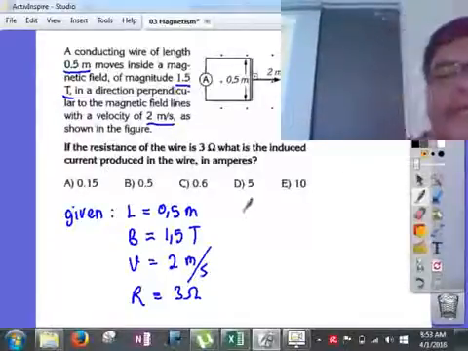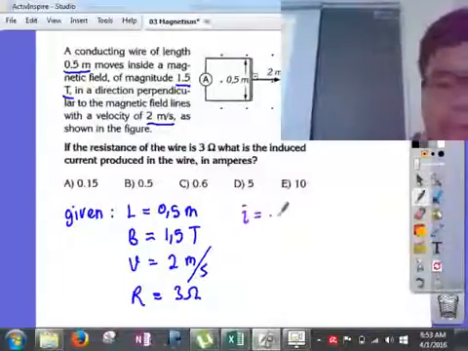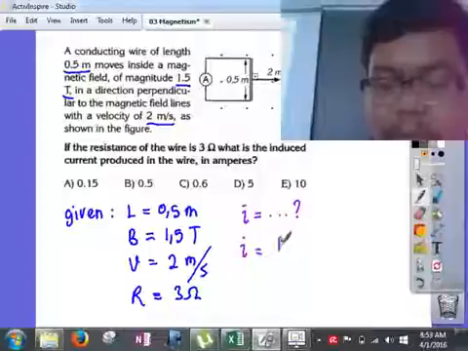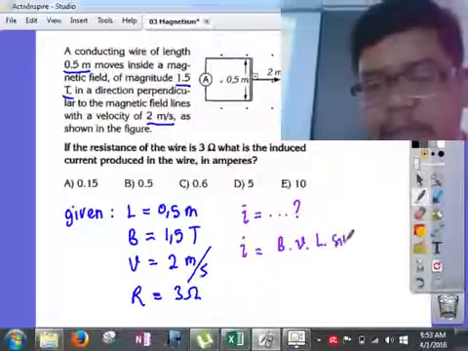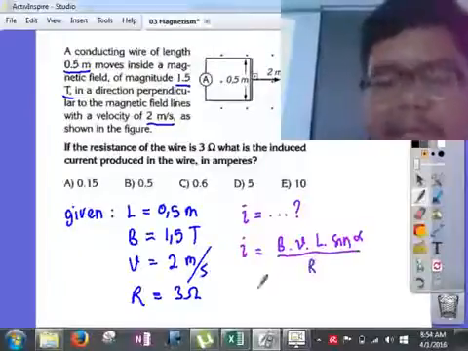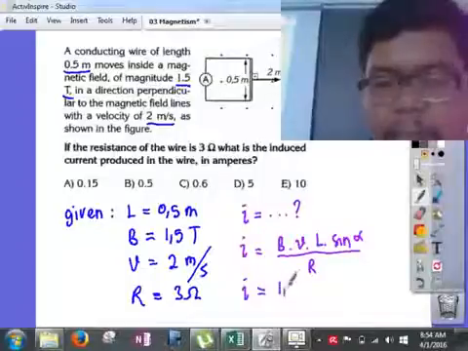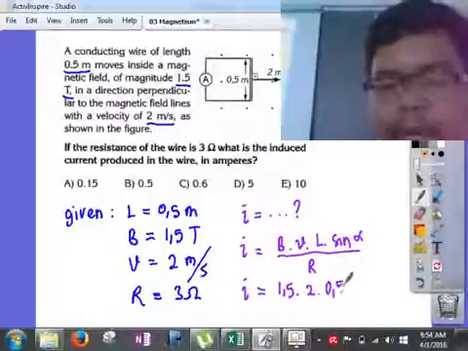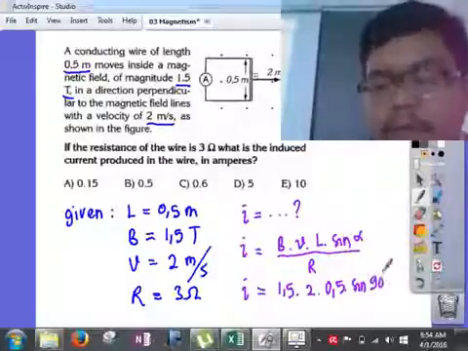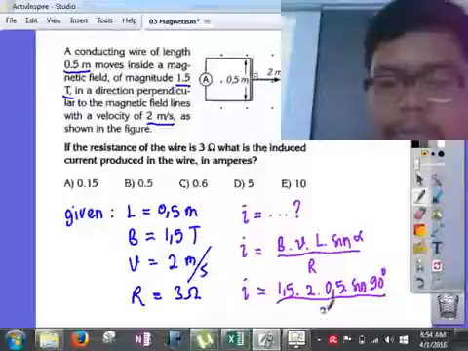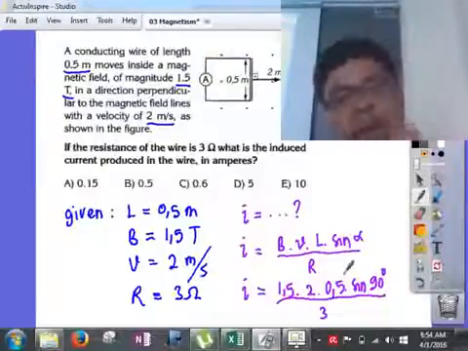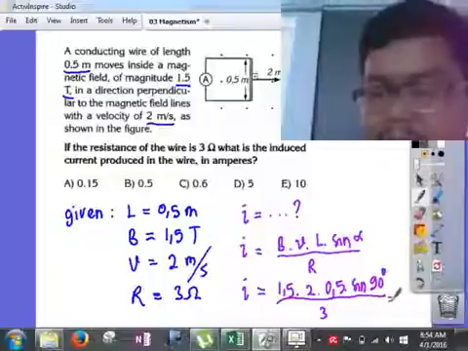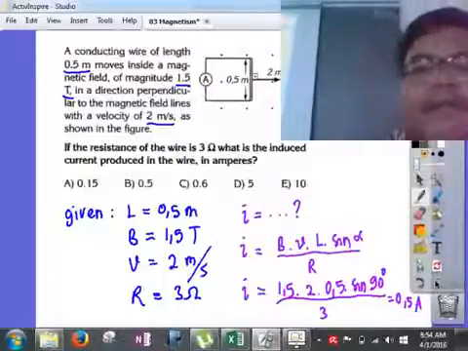How do we solve this? We will find I. From the previous slide, we can find it by B V L sine alpha over R. B here is provided as 1.5, V is 2 meters per second, L is 0.5, sine 1, over 3. 2 times 0.5 is 1, 1.5 divided by 3 is half, 0.5 ampere.